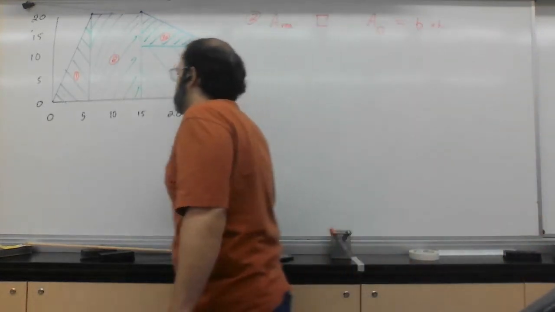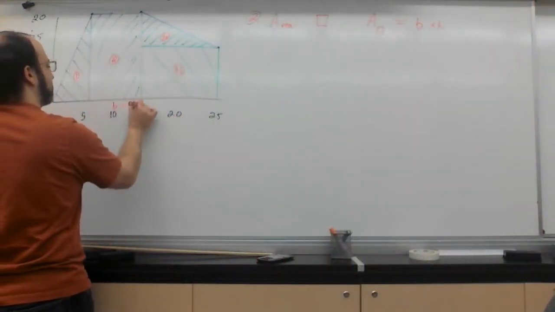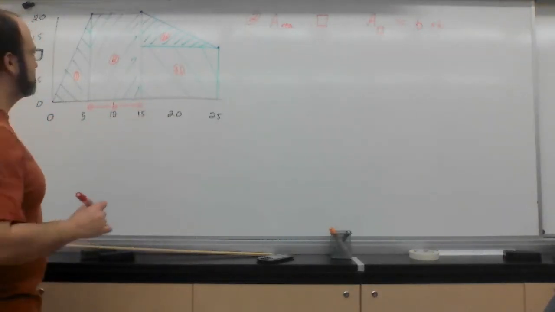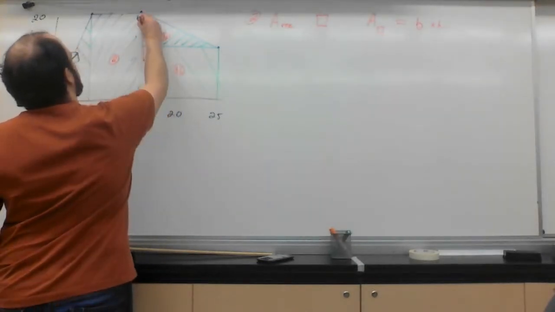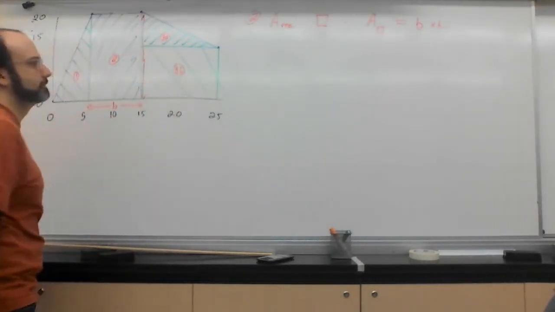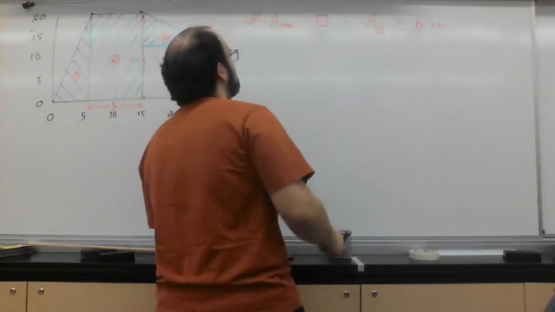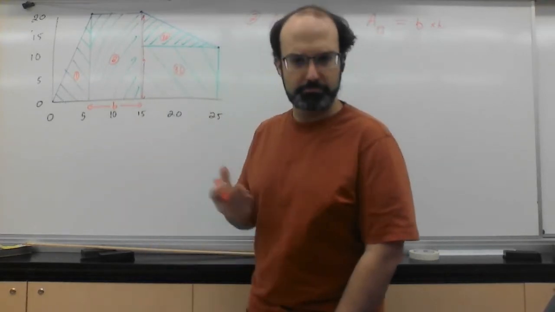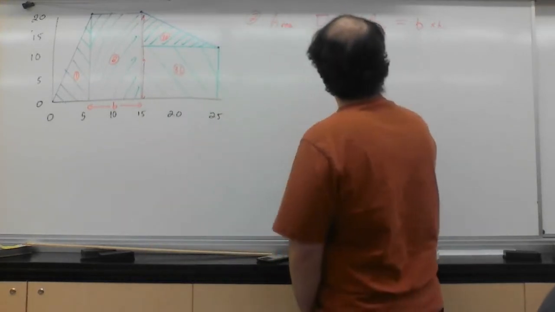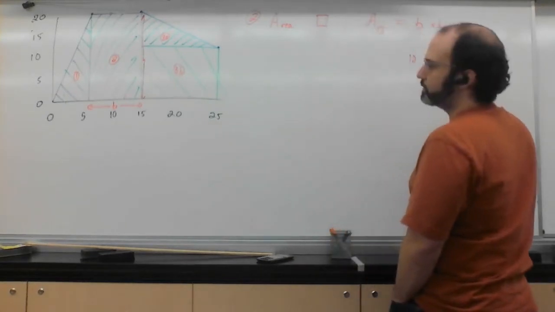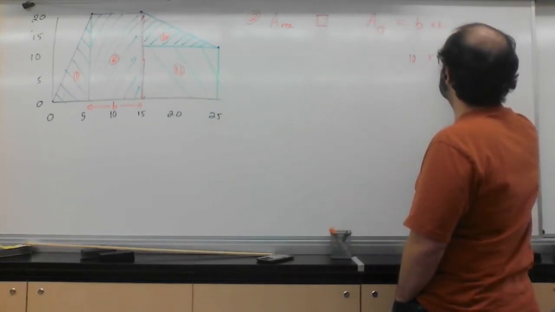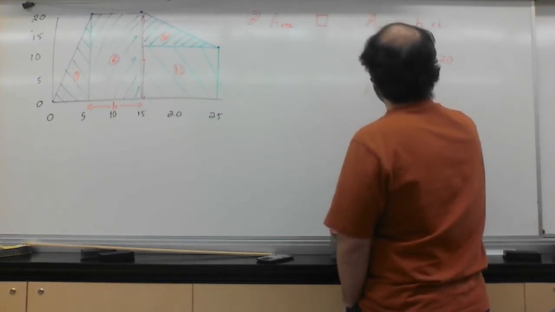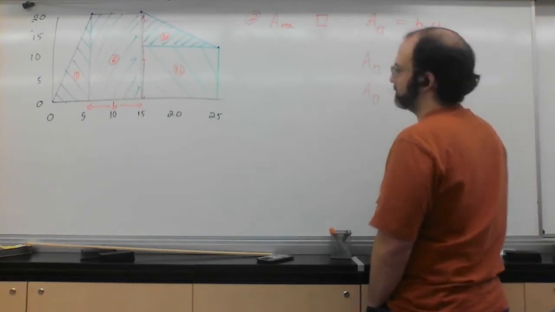Well, here's my base, from there to there, right? That's a base. And here's my height, from there to there. So, the base, well, how big is that? 5 to 15. Well, that's just 10, right? So it's going to be 10 times, what's the height? Oh, it's from 0 to 20, so that's going to be 10 times 20. So the area of that square is 200 meters.